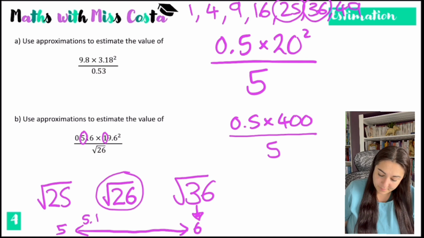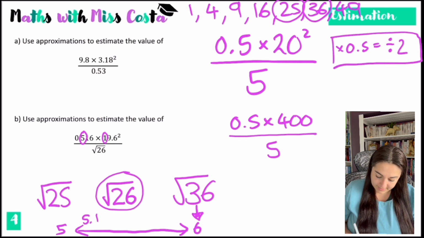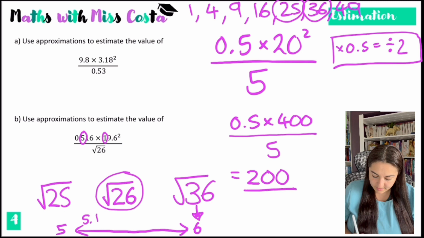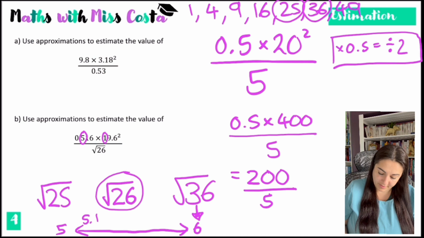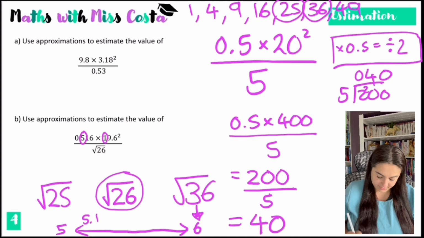Now timesing by 0.5 is the same as dividing by 2. Hopefully we're getting this written down. So that would give me 400 divided by 2 is 200. And divide it by 5. So how many 5s fit into 200? Well, 5's going into 2 0 times, remainder 2. 5's going into 20 4 times, and 5's going into 0 0 times. So that would give me 40.